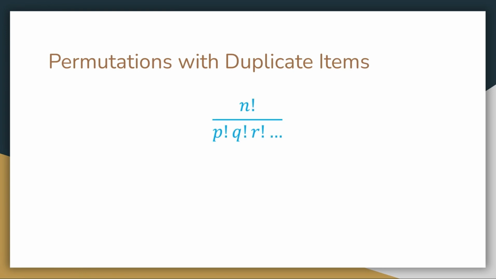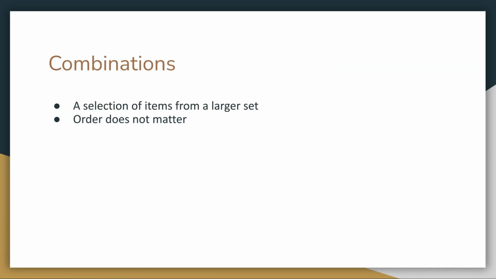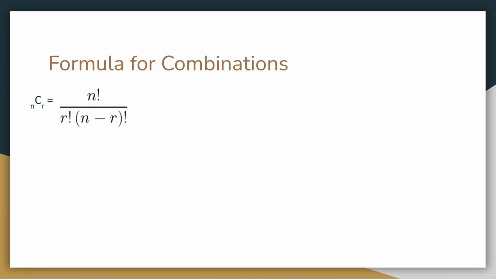And the formula for permutations with duplicate items is n factorial divided by p factorial, q factorial, r factorial, and so forth. And then the second formula is for combinations, and it is a selection of items from a larger set. For this, order does not matter. The formula is equal to n factorial divided by r factorial times n minus r factorial.